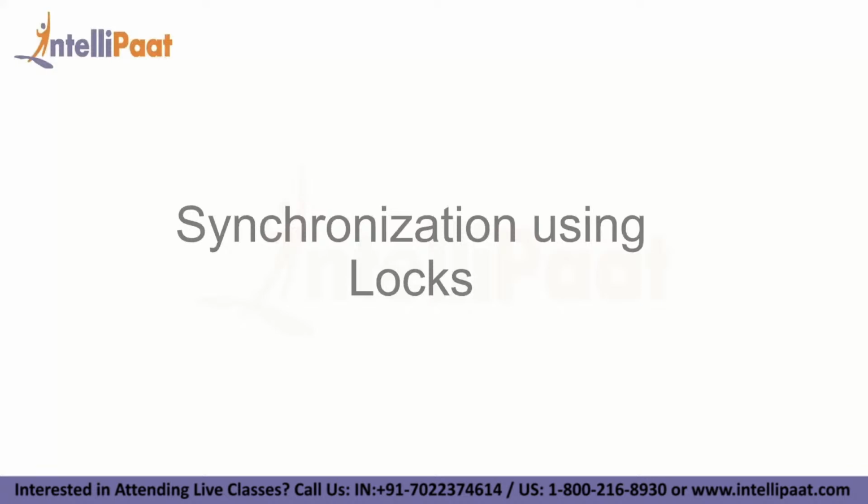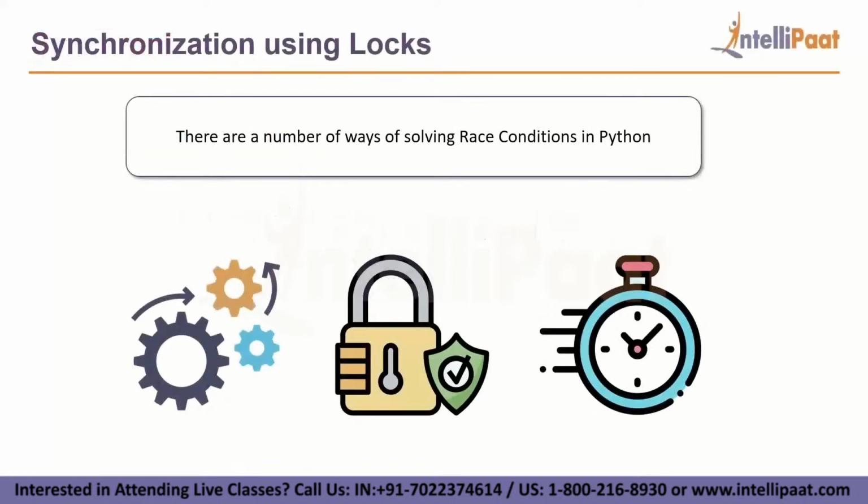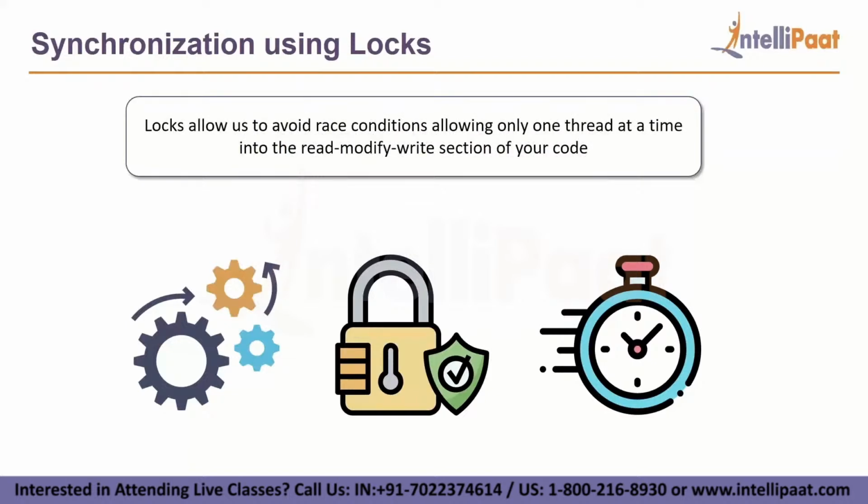Alright guys, now let's take a look at how you can use synchronization using locks. In synchronization using locks, we'll take a look at locks and how we can prevent race conditions using locks in Python. There are a number of ways of solving race conditions in Python. One of the easiest ways is to make use of locks. If you've ever come across something called a lock in threading, then this is what we'll be discussing here as well. Locks allow you to avoid race conditions by allowing only one thread at a time into the read, modify, write section of your code.